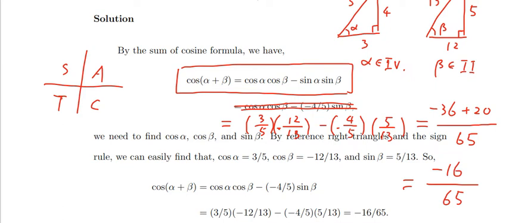So negative 16 over 65. We cannot simplify it any more. So this is our final answer. Okay, so for those kinds of problems, at first we copy the formula. Then they give us two angles, so for the two angles we just draw two large triangles to help us determine the values, right? Then check positive, negative, where the angle is.